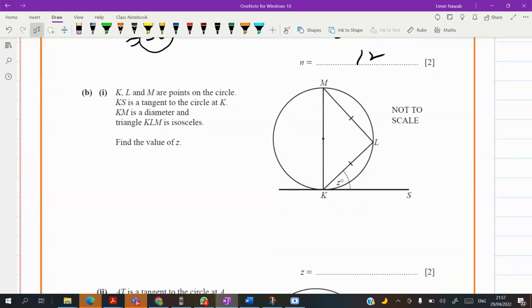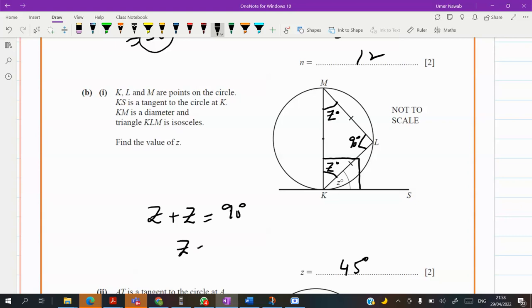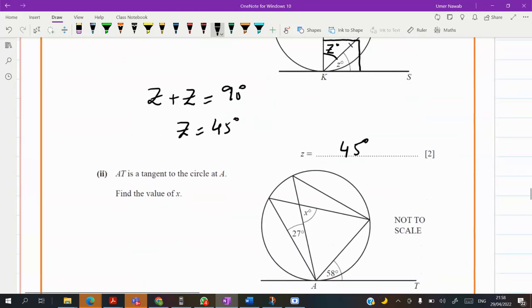We can see an isosceles triangle. This should be Z by the alternate segment theorem. This is 90 degrees, and this should be Z, guys, because in the isosceles triangle, the opposite angles in front of the equal sides are the same. Also, you know that this is 90 degrees, so Z plus Z is equal to 90 degrees, so Z should be 45.